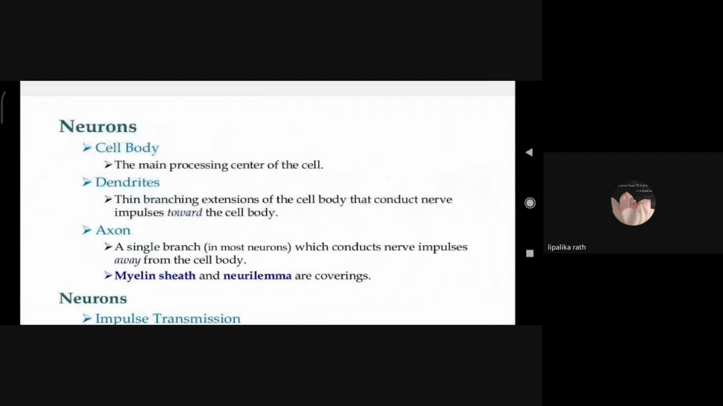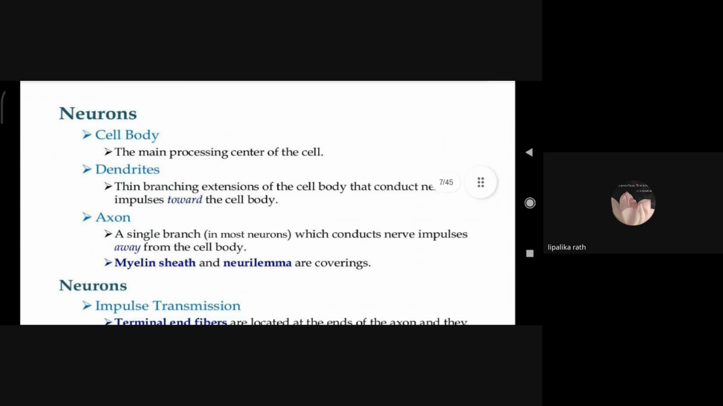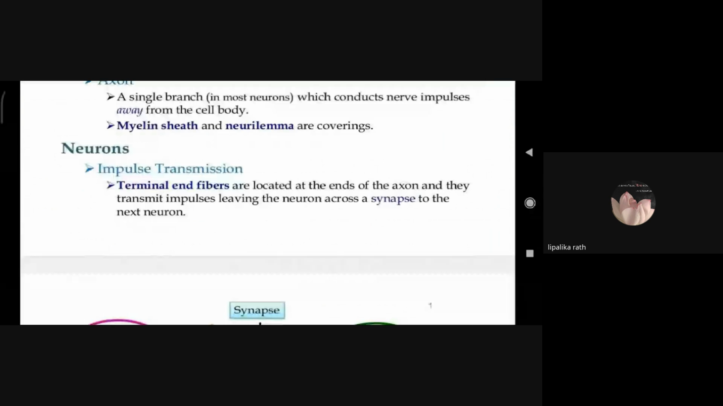Let's look at the neuron in a bit more detail. Neurons have a cell body, the main processing center of the cell; dendrites, thin branching extensions of the cell body that conduct nerve impulses towards the cell body; and an axon, a single branch in most neurons which conducts impulses away from the cell body. Myelin sheath and neurolemma are coverings. Now, impulse transmission: terminals and fibers are located at the end of the axon, and they transmit impulses, leaving the neuron across the synapse to the next neuron.